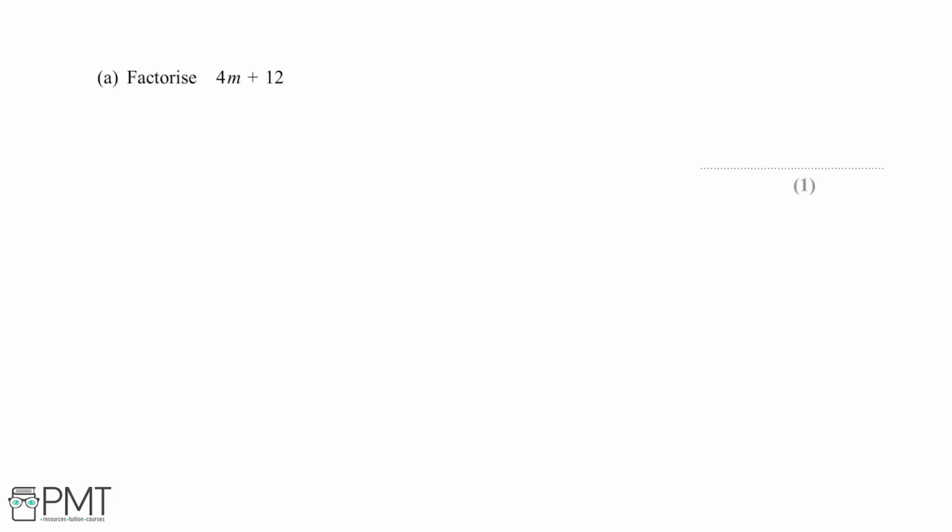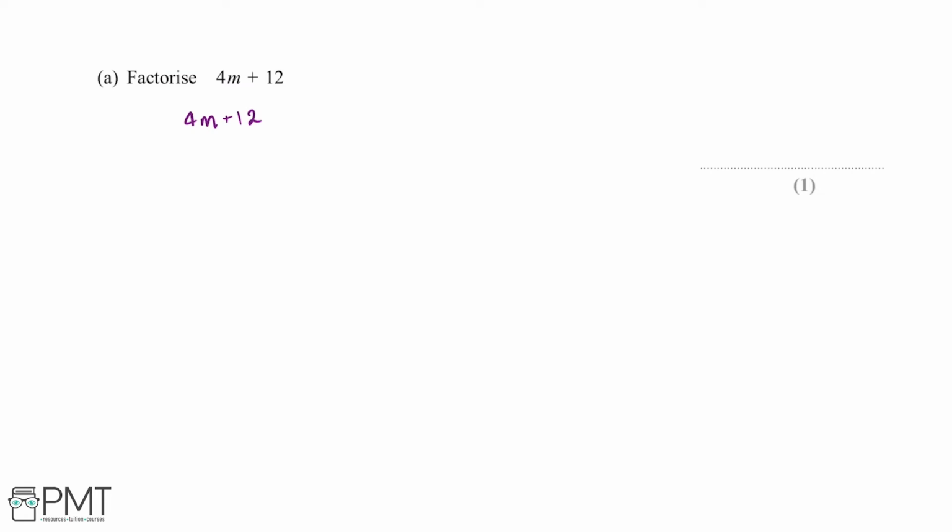Factorise 4m plus 12. So when factorising an expression, we want to find a common factor for all of the terms. So in this expression we had the terms 4m and 12. So we want a number which we can divide both 4 and 12 by. Now there's 2 options for this. We can either choose the number 2 or the number 4. However, if we want this expression in its simplest form, we can factorise out a 4.